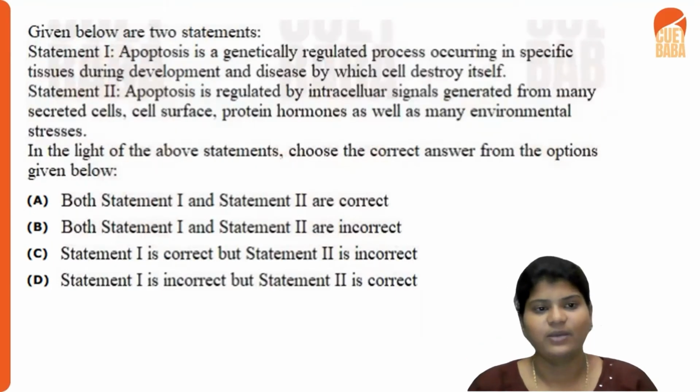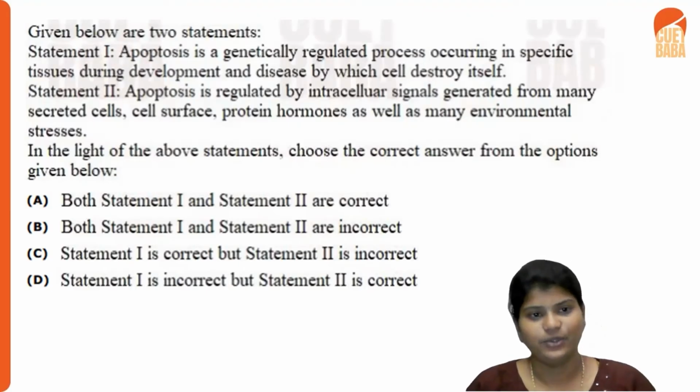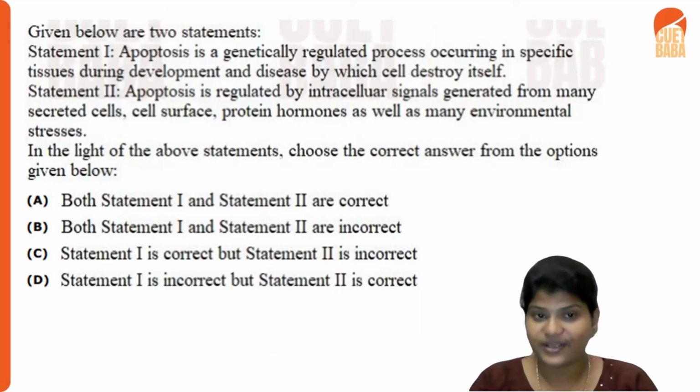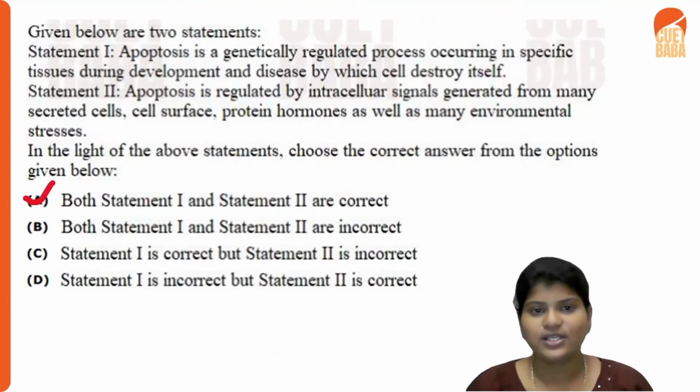And statement 1: apoptosis is a genetically regulated process occurring in specific tissue during development and disease by which a cell destroys itself. And statement 2: apoptosis is regulated by intercellular signals generated from many secreted cells, cell surface proteins, hormones, as well as many environmental stresses. Okay, so both the statements are actually correct.